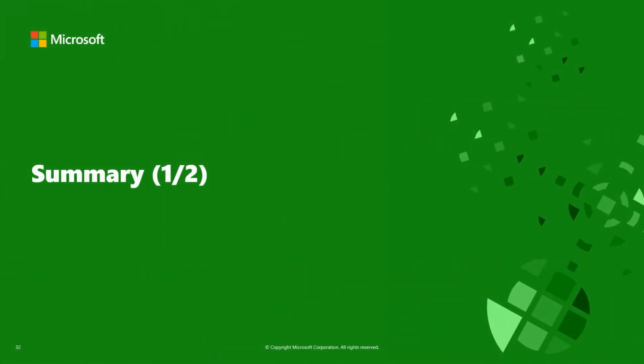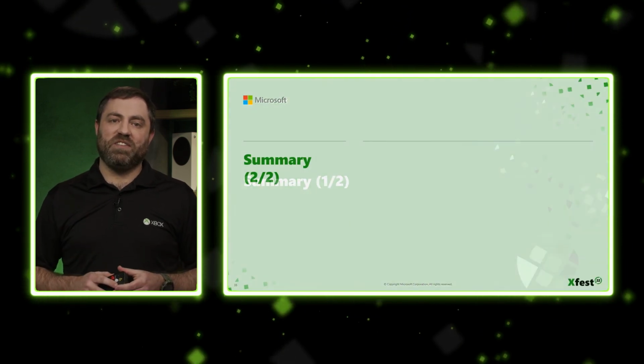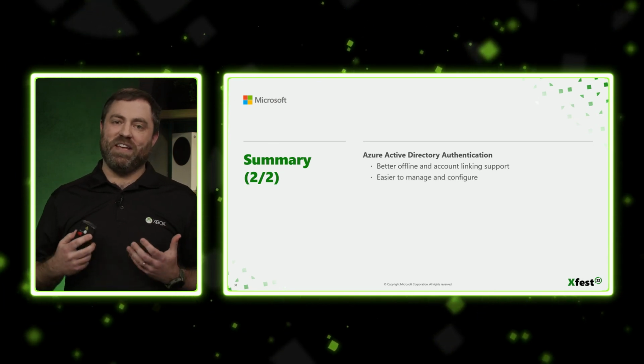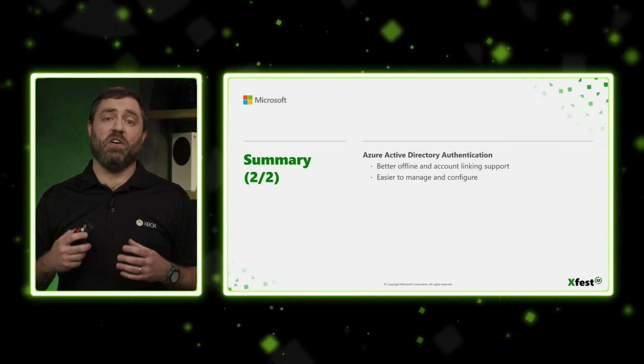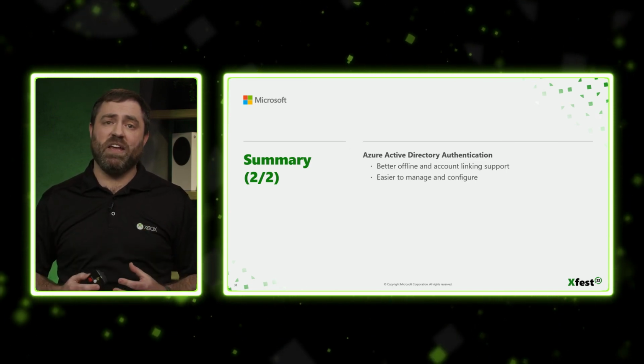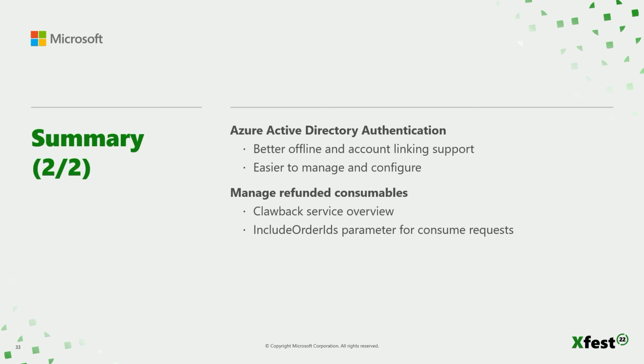We've covered some great features today, and you can take advantage of all of these for your upcoming services. In summary, the new Azure Active Directory authentication flow to the Microsoft Store services provides key benefits over X tokens, including better offline support, account linking, and ease of configuration. You can now detect and manage refunded consumable transactions through the clawback service. Using the new Include Order IDs parameter on your consume requests, it's very quick and easy to identify these refunded transactions, the users tied to them, and take the appropriate action to reconcile those refunds.